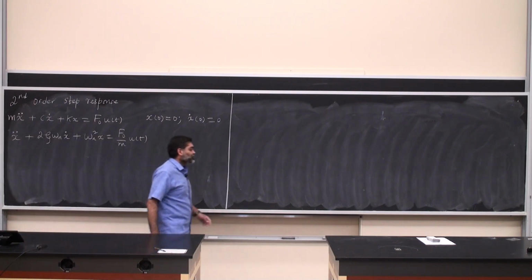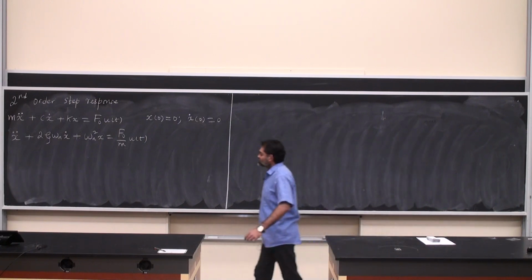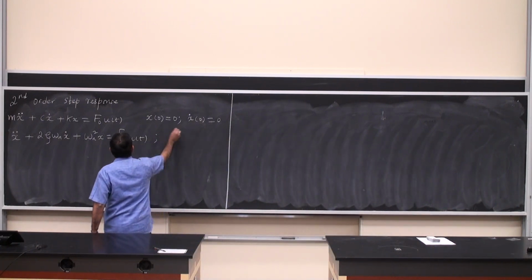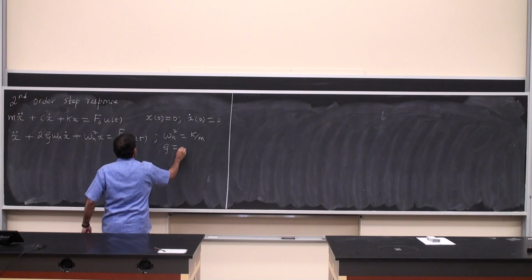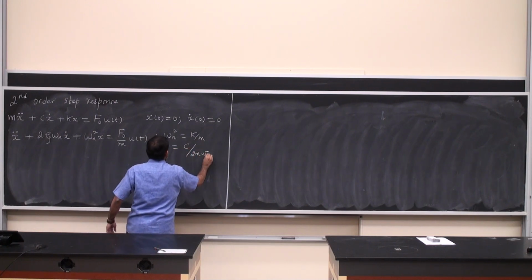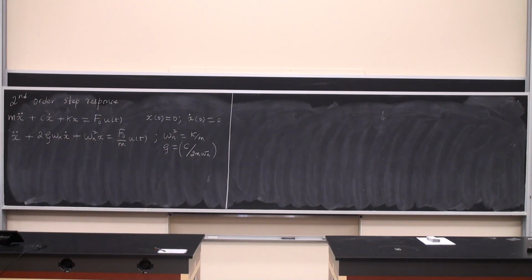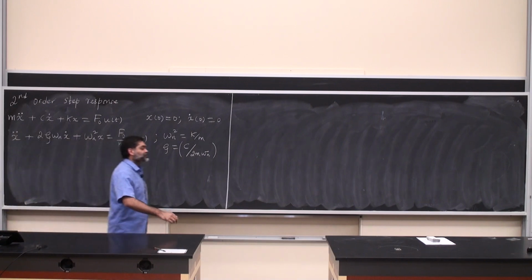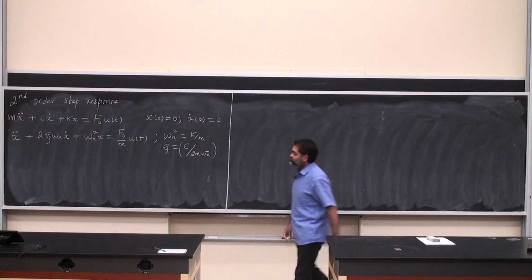Where zeta and omega n have the customary meaning. Zeta is the damping ratio, omega n is the natural frequency. Omega n squared is k by m. Zeta is c by 2m omega n. Then we do the Laplace transform on both sides. We go through the partial fraction decomposition. We obtain the system response as the following.